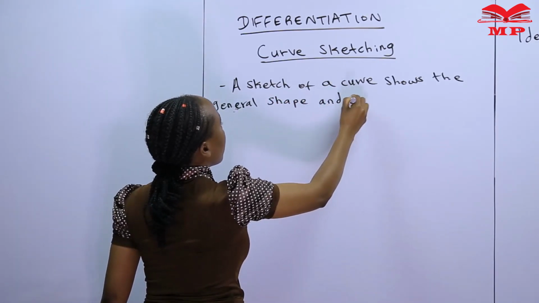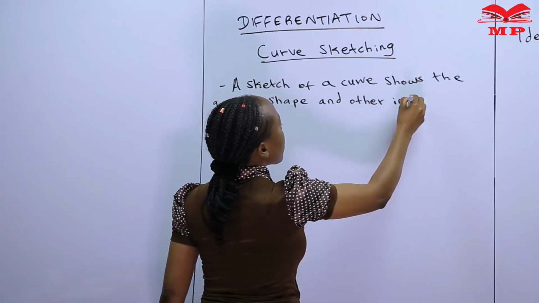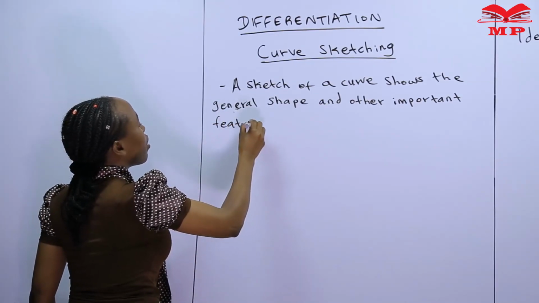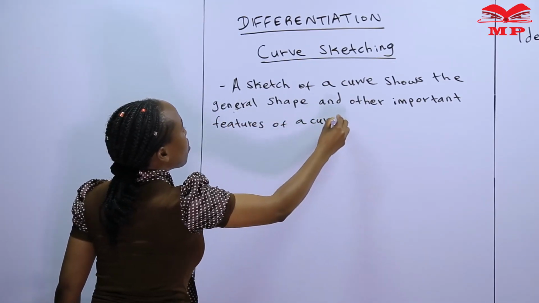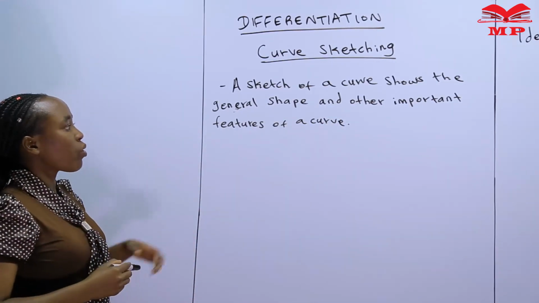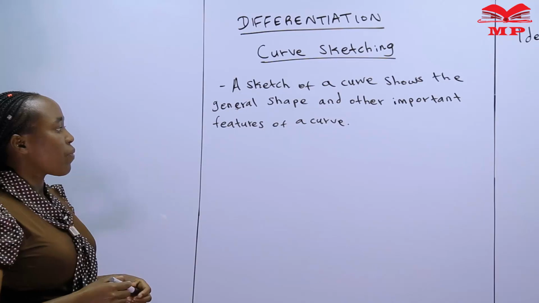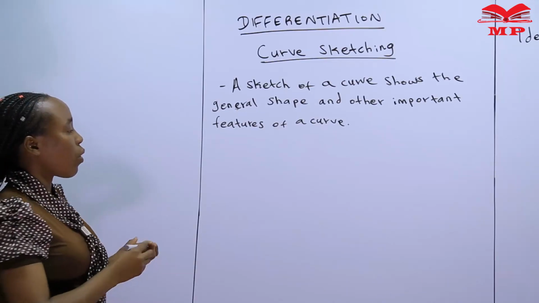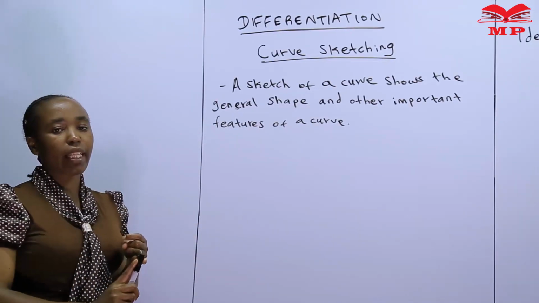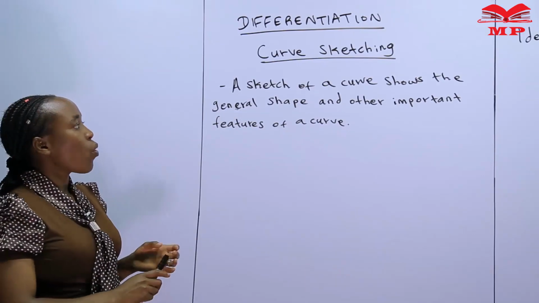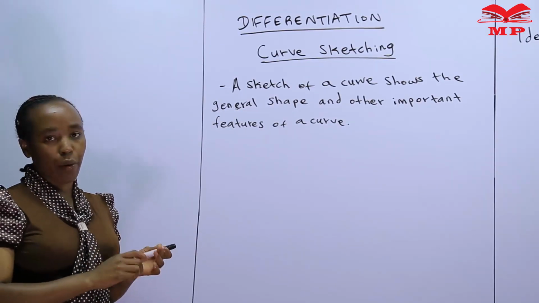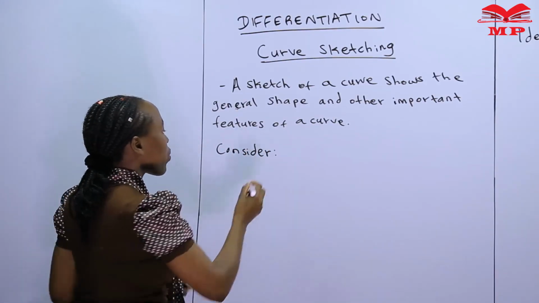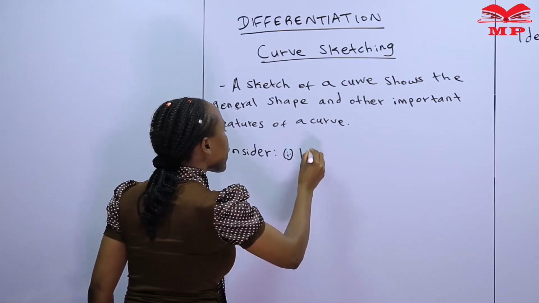and maybe other important features of a curve. So a sketch of a curve shows the general shape and other important features of a curve. Now, in sketching the curve, we are going to consider the intercepts, that is both the x and the y intercepts. We also need to consider the turning point. So in sketching the curves, we'll consider, one, the intercepts.